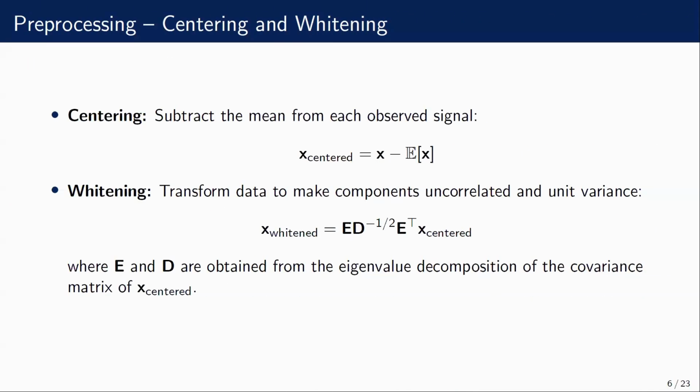Let's now unpack the steps we saw in that block diagram earlier, starting with the centering and whitening. Centering means subtracting the mean from signals, making the average zero. Whitening is like reshaping the data so all the components are uncorrelated and scaled nicely. This helps the algorithm focus on what's truly unique about each signal.